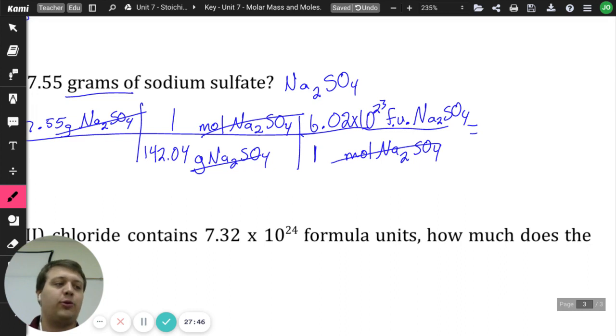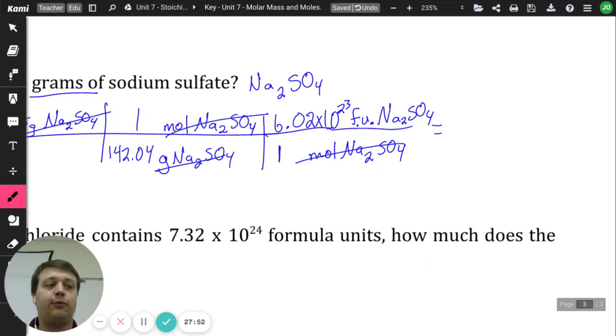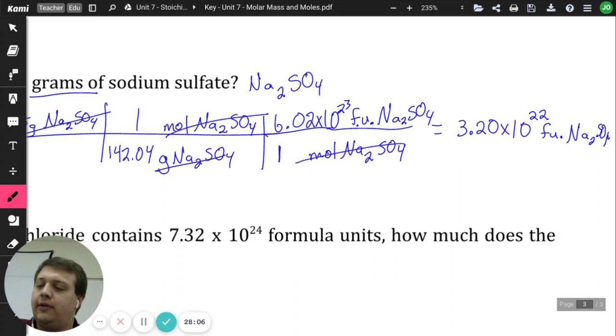Yes. So now I can go ahead and solve. So I'll multiply 7.55 times 1 times 6.02 times 10 to the 23rd divided by 142.04 divided by 1 again, and we're going to get 3.20 times 10 to the 22nd formula units of Na2SO4. And then this would be my answer. All right.